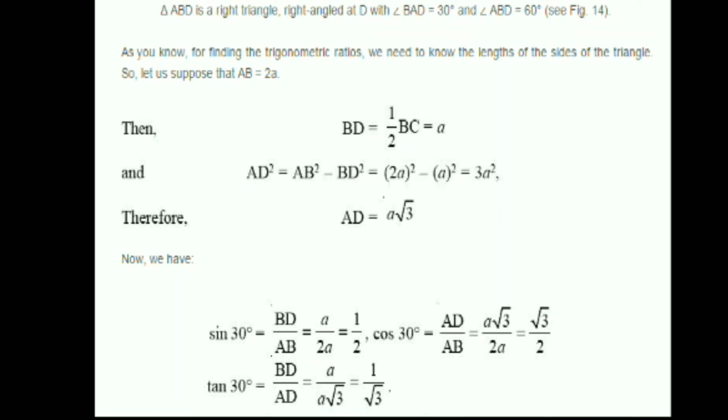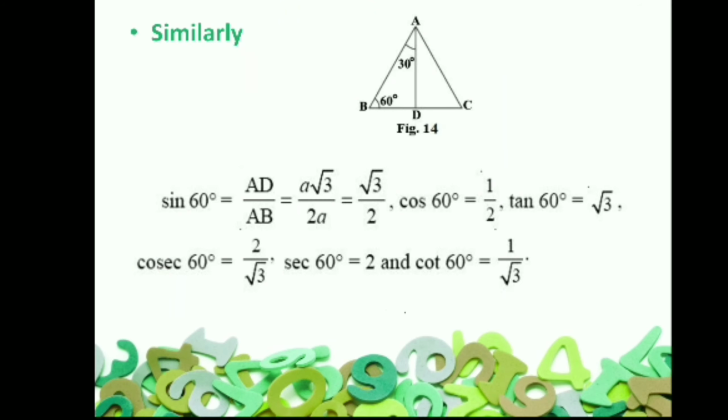Okay. Now similarly, we need to find the values for 60 degree. For 60 degree, perpendicular will be AD. For 30 degree, perpendicular will be BD. I already told you in the very first video, because the opposite side of theta angle is always perpendicular. So when we take theta as 60 degree, perpendicular will be AD. But when we take theta as 30 degree, the perpendicular is BD. By that procedure, we can find all the values for all the specific angles.